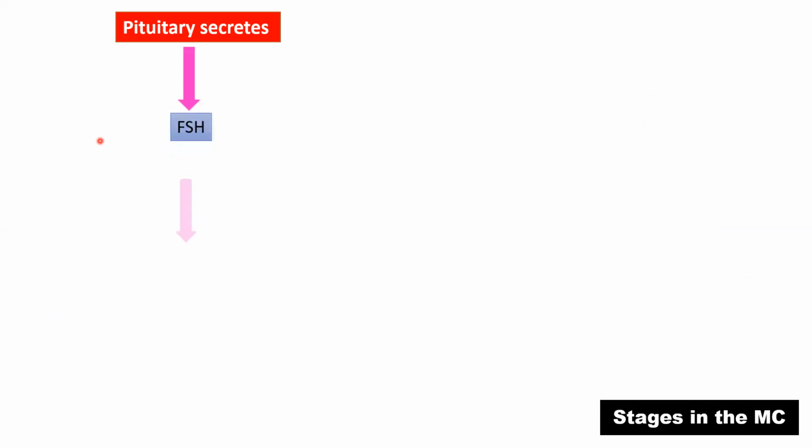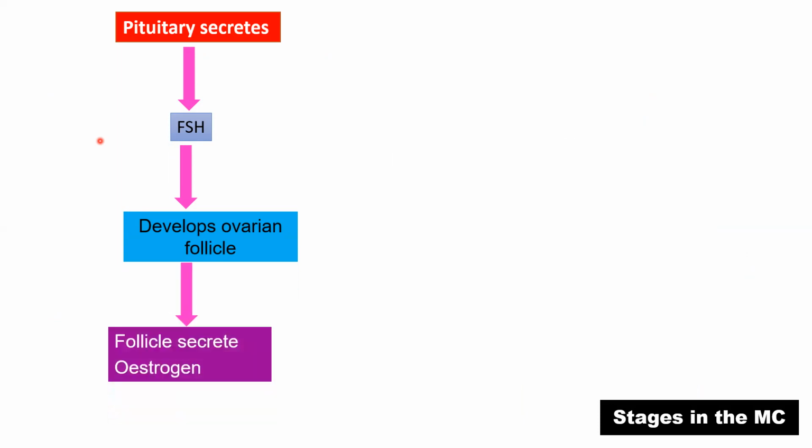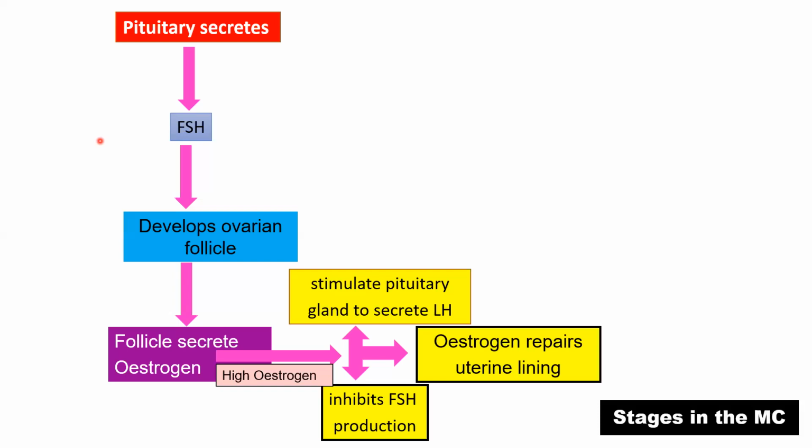Okay, next are the stages in the menstrual cycle in the female. The pituitary gland secretes FSH, follicle stimulating hormone, which acts on the ovaries and is responsible for the development of ovarian follicles. When the follicles develop, they release estrogen, and a high amount of estrogen does three functions. Number one, it stimulates the pituitary gland to secrete LH, luteinizing hormone. Number two, it inhibits FSH production. And estrogen is responsible for repairing the uterine lining.